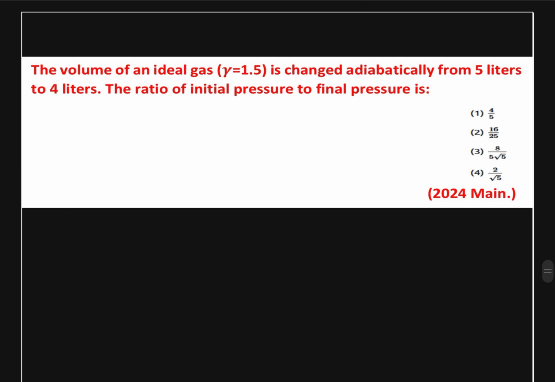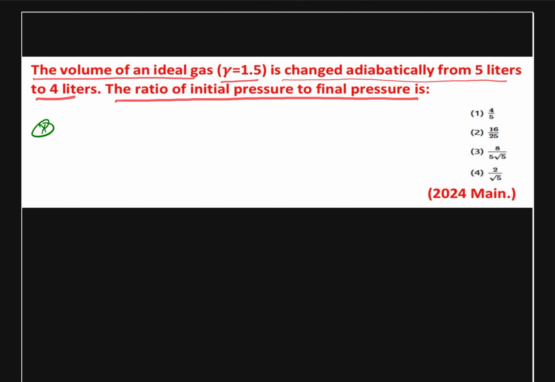It states that the volume of ideal gas gamma 1.5 is changed adiabatically from 5 liters to 4 liters. The ratio of the initial pressure to the final pressure is. So this is an adiabatic process, so we can use the standard equation for our pressure volume relationship.